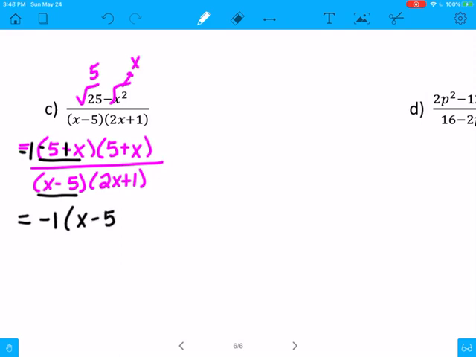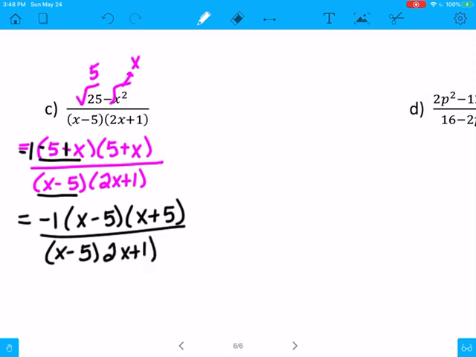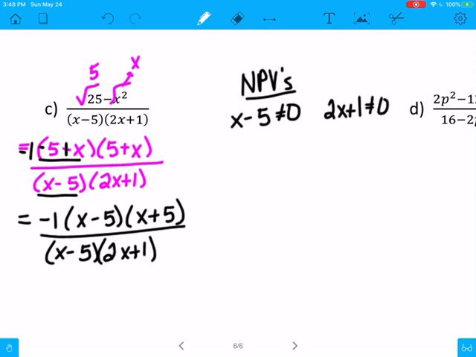I can rearrange that first bracket. 5 plus x, I can rearrange to x plus 5 if I'd like. Then on the bottom, I have x minus 5 and 2x plus 1 in brackets. So I do my NPVs, and I'm going to get x minus 5 cannot equal 0, and 2x plus 1 cannot equal 0 because I only state non-permissible values as the denominator.